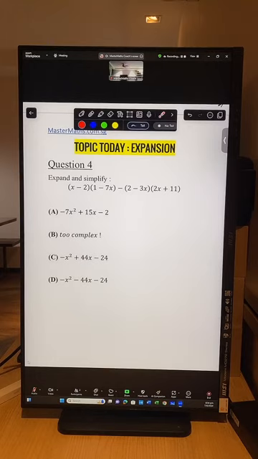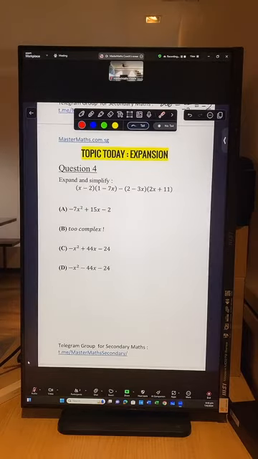Sec 2 NA maths. This one not just NA lah, this one express also. Okay, without further ado, let's go through this question. So they ask you to expand, and not only must you expand, after you expand already, they want you to simplify. So how do we expand? Okay, so we expand first lah.